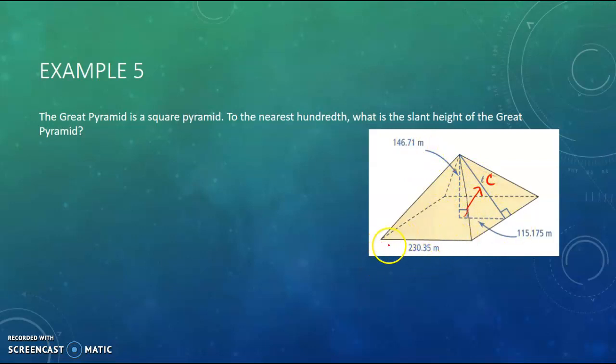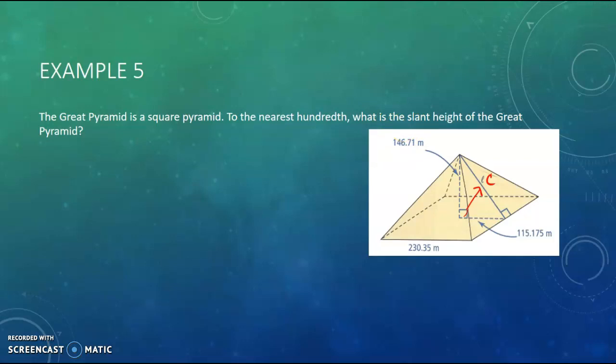Now you'll see that there are 3 other numbers here. We have that the side length of the square is 230.35, and that the side length of our right triangle is 115.175. And then our height is 146. So I was saying 146.71 before I went into my coughing fit off camera.